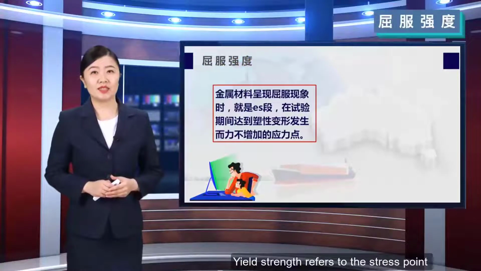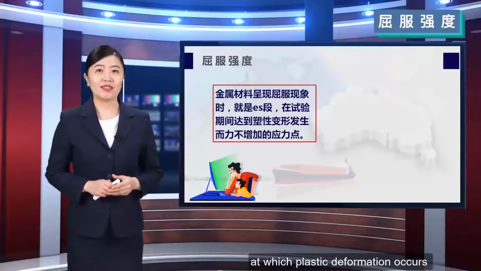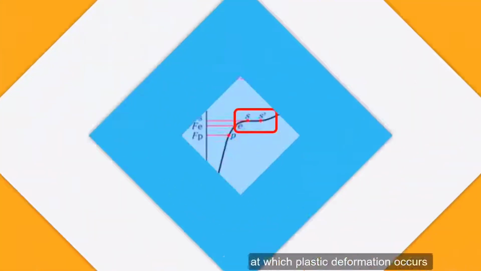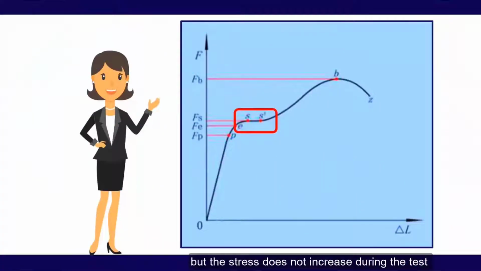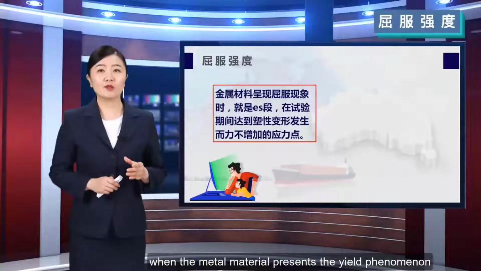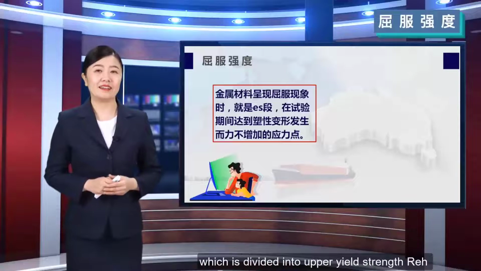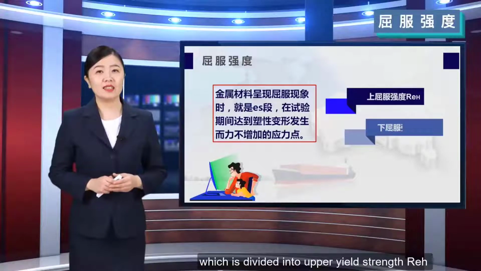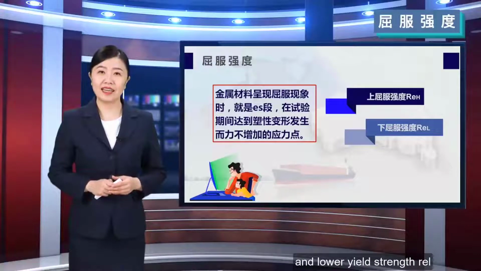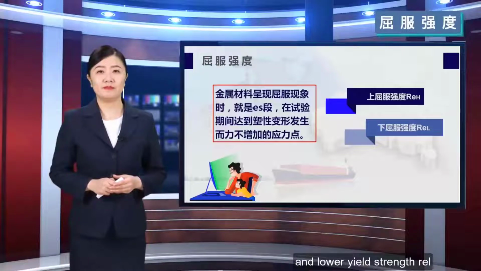Yield strength refers to the stress point at which plastic deformation occurs but the stress does not increase during the test, when the metal material presents the yield phenomenon. The S section we just talked about is divided into the upper yield strength ReH and the lower yield strength ReL.